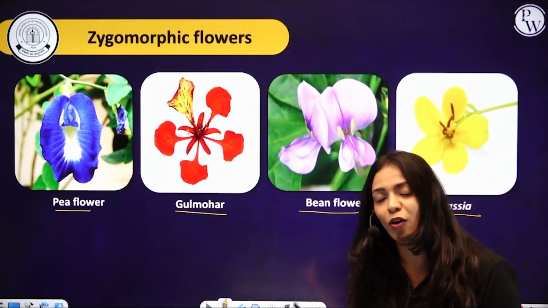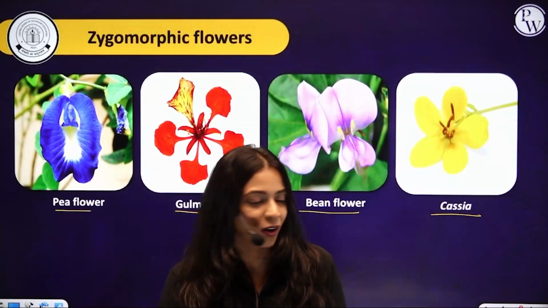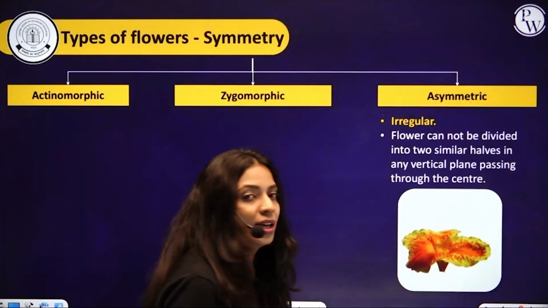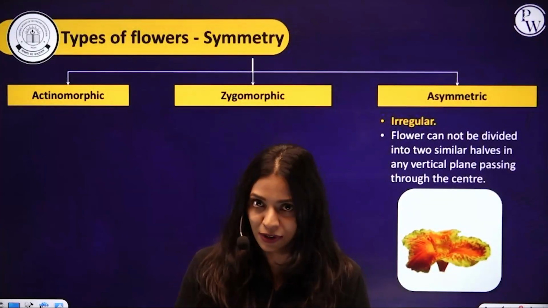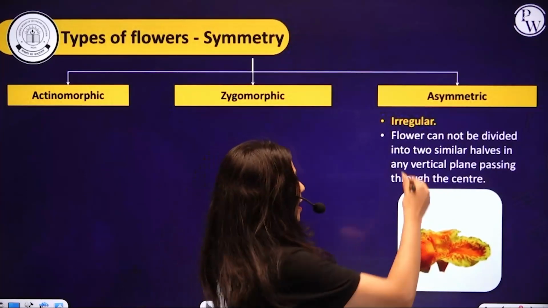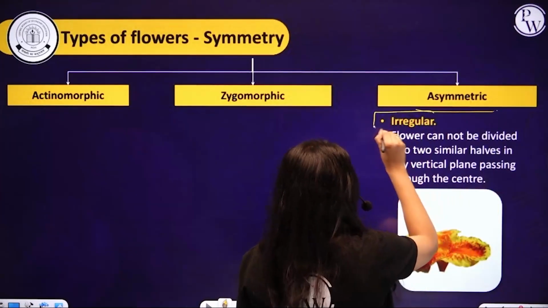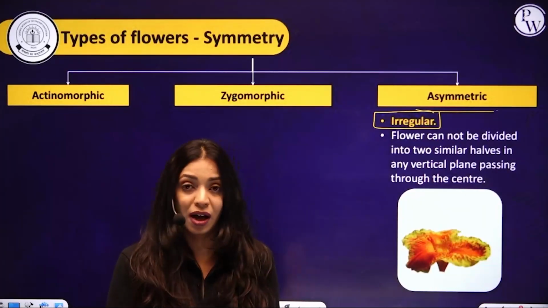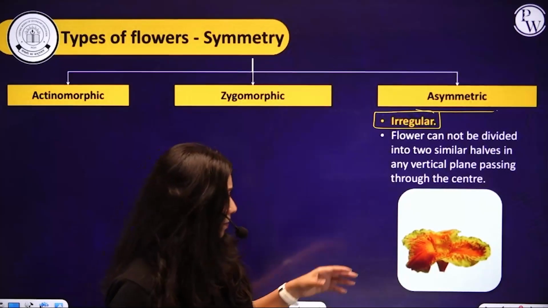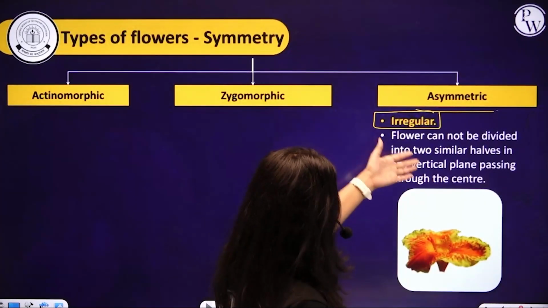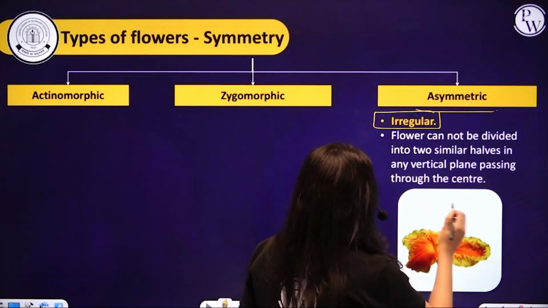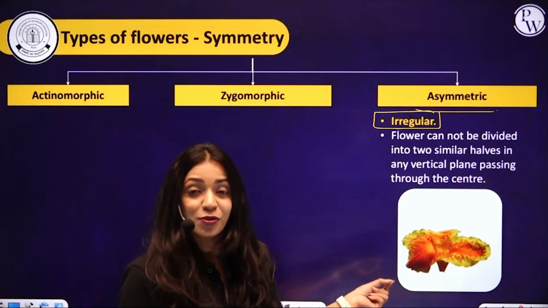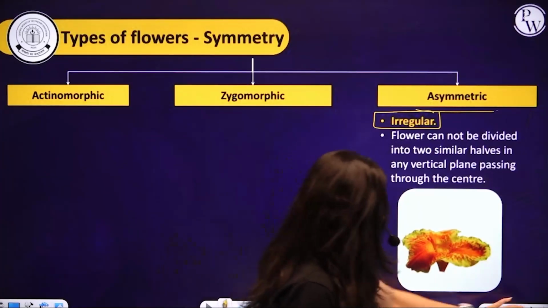Fabaceae is the family of plants that includes peas and beans. All of these are examples of zygomorphic flowers. Then the third type of flower based on its symmetry is asymmetric flowers. These flowers are said to be irregular. They just don't follow any rules, and you cannot get two equal halves in any plane that you cut them in. This flower cannot be divided into two similar halves in any vertical plane passing through the center. Such flowers are said to be asymmetric.